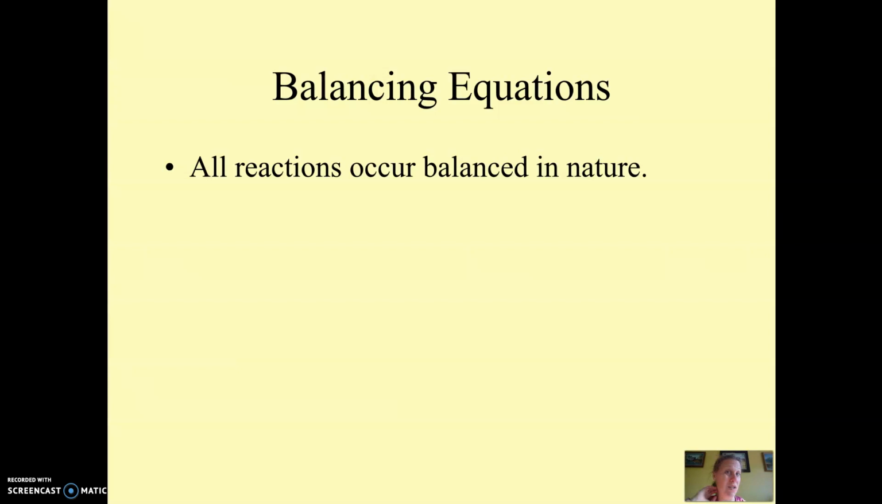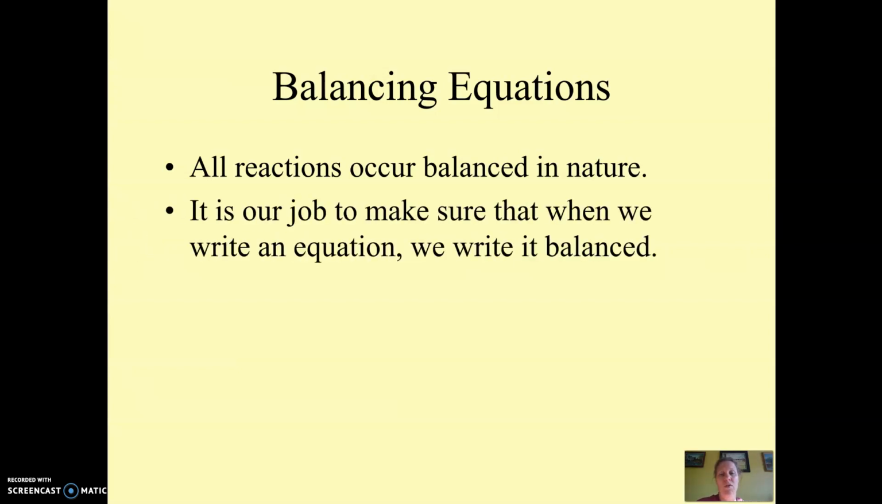So all reactions in nature occur balanced. Even when we added mass, like when we burned the steel wool, nature made the perfect oxygen-iron ratio. It didn't mess with it. It just happened naturally. But we don't get balanced reactions. Like when they're written, they're not balanced.